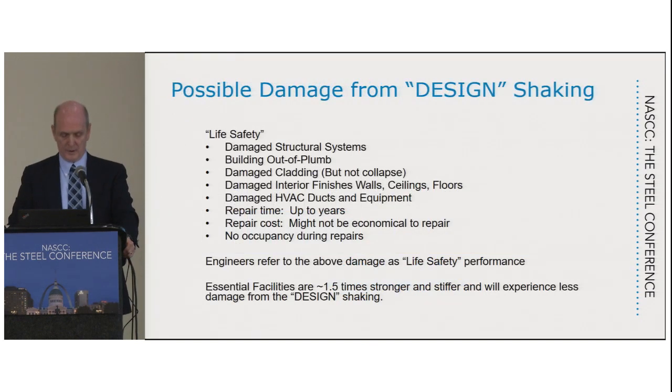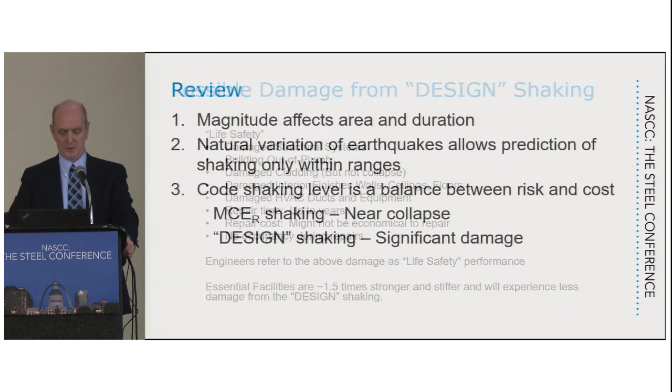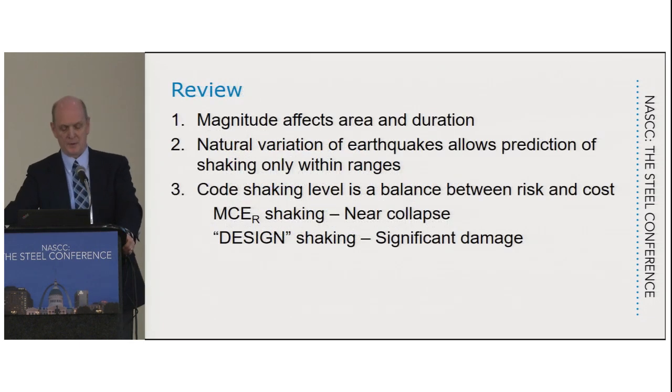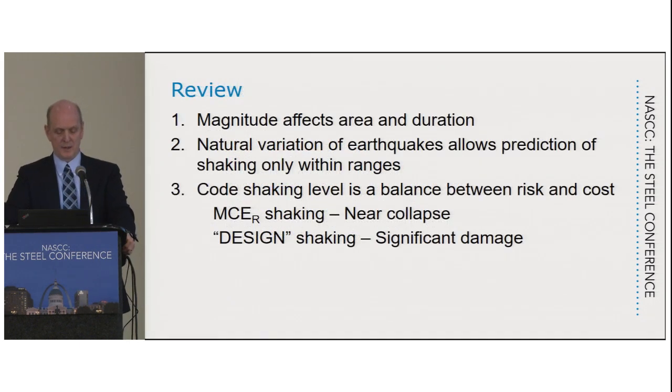So we've already read those about our possible damage. So let's review a couple of things. Magnitude affects area and duration. There's natural variation of earthquakes, which allows prediction of shaking only within ranges. Code shaking level is a balance between risk and cost. If we experience MCER shaking, we could be near collapse. If we experience design shaking, we could experience significant damage.